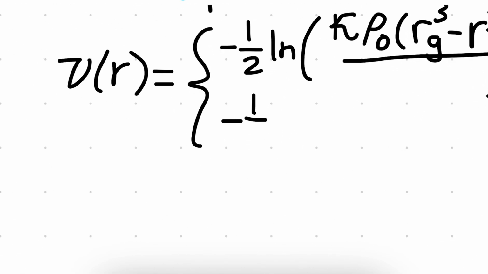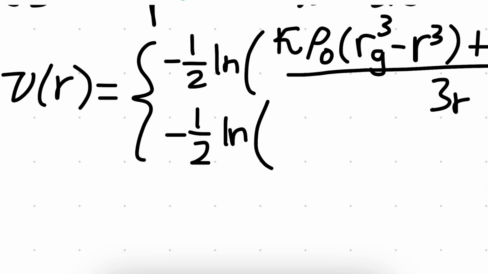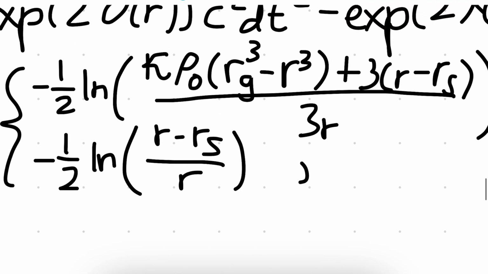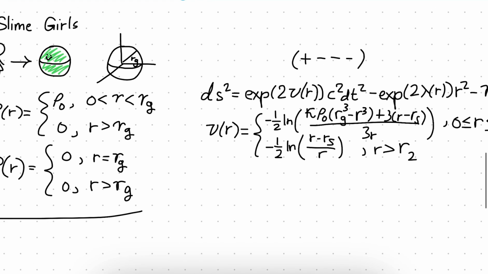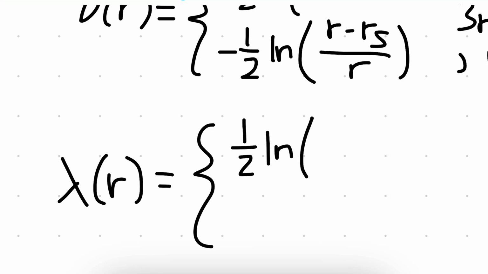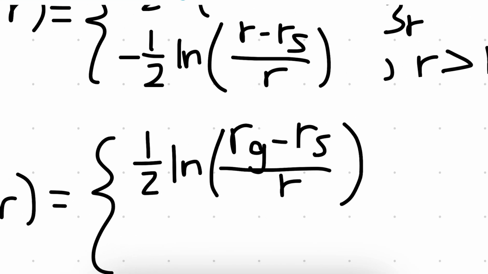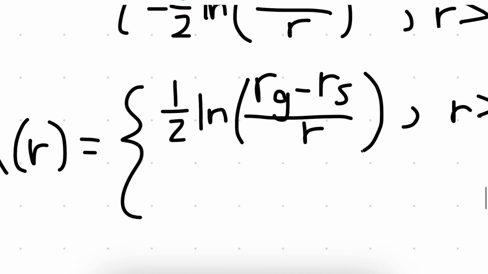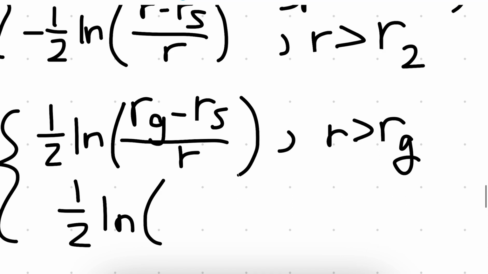And the second component, which so happens to devolve into the exterior Schwarzschild metric, is minus 1/2 ln of r minus rs over r, and that's for any point r outside of my slime girl. And then our lambda of r is pretty much the same thing, except we eliminate the first component. So this is 1/2 ln of r minus rs over r for some r greater than rg. Sorry, it's not rg, it's just r. And for the interior, it's rg minus rs over rg.